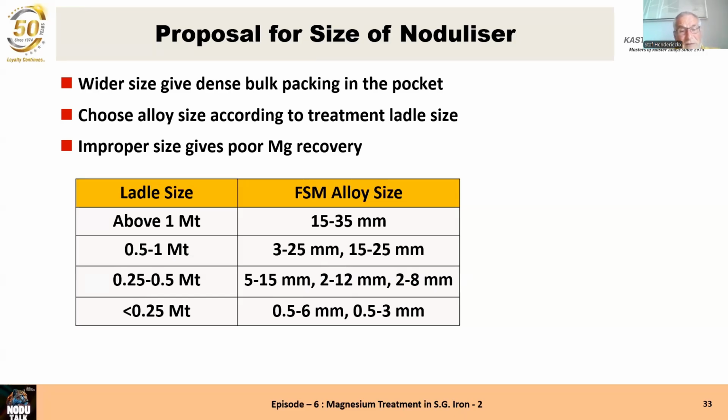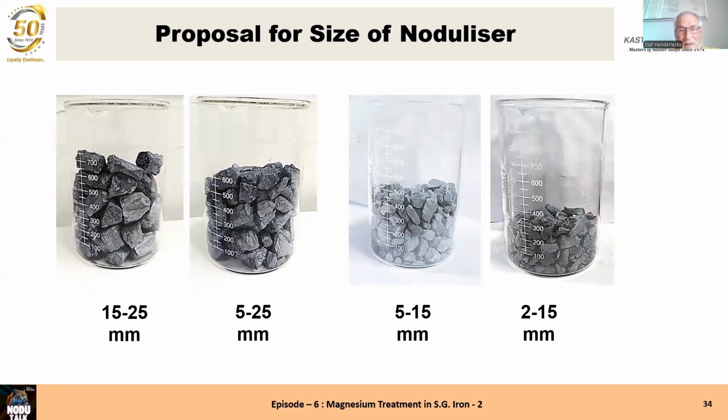If it's above 1 metric ton, then 15 to 35 will shoot very well. You can see a half to 1 metric ton. And if it's smaller than 250 kilograms, then you really have to look at 0.5 to 6 or 0.5 to 3 for having a good recovery, because everything must be dissolved in the metal in a proper way, not too quick, not too late. Here again, we see some proposals for nodulizer.